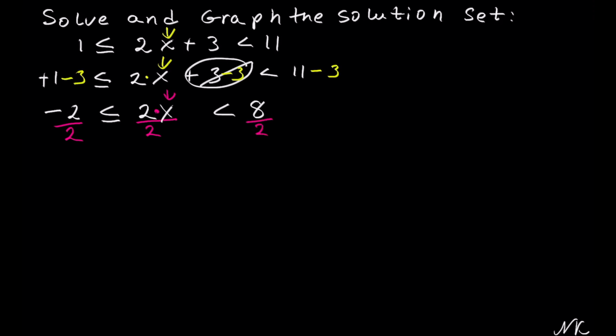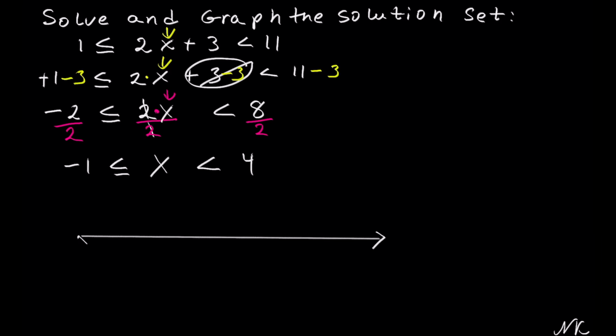And we get negative 2 divided by 2. We have negative 1 less than or equal to x, since 2 divided by 2 is 1. And x less than 8 divided by 2, we have 4. So negative 1 is less than or equal to x and it's less than 4. So let's graph the solution to this compound inequality. X is between negative 1 and 4.